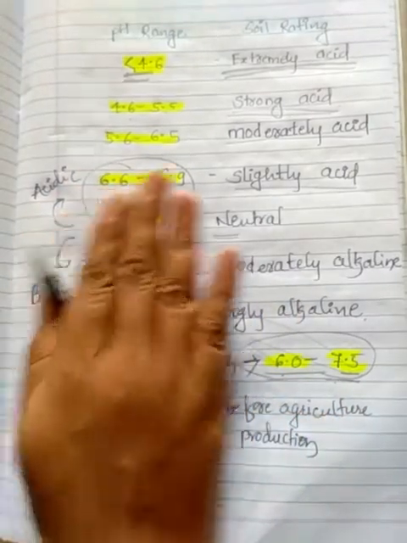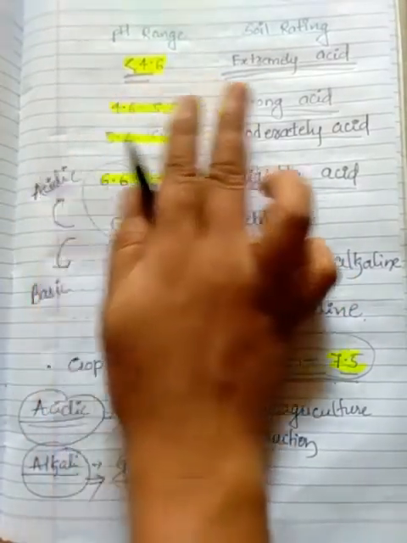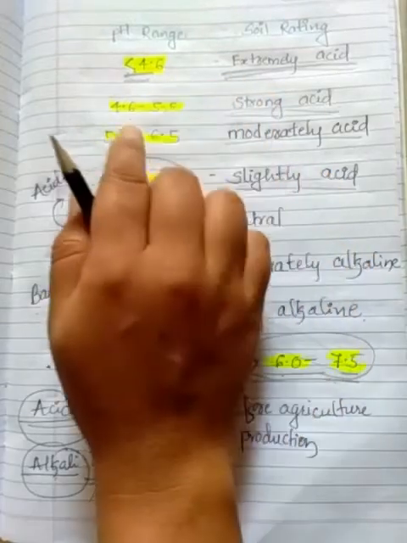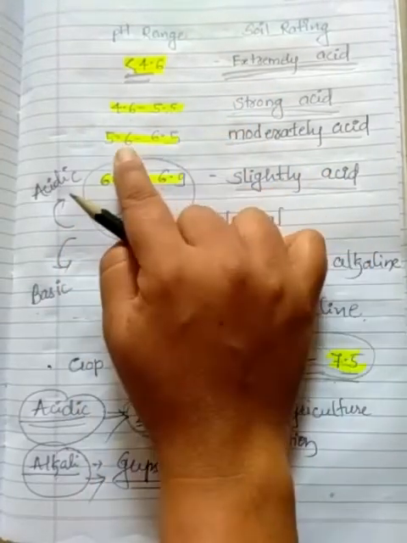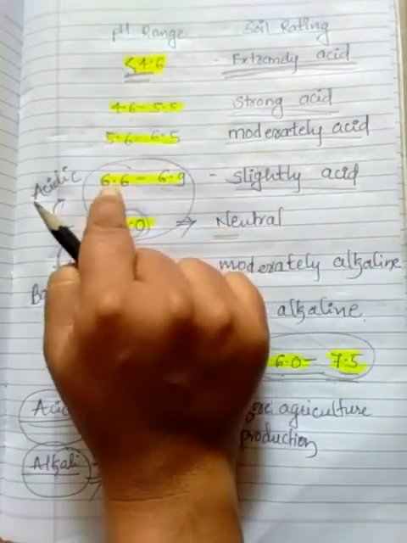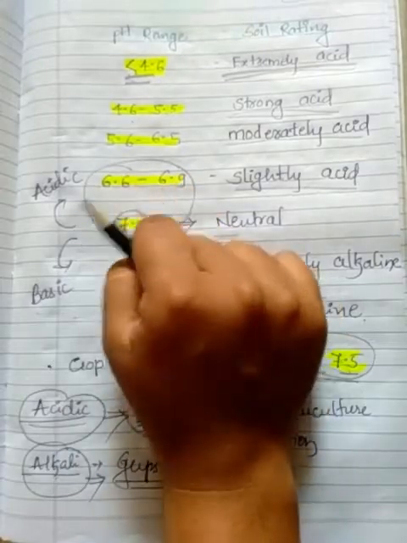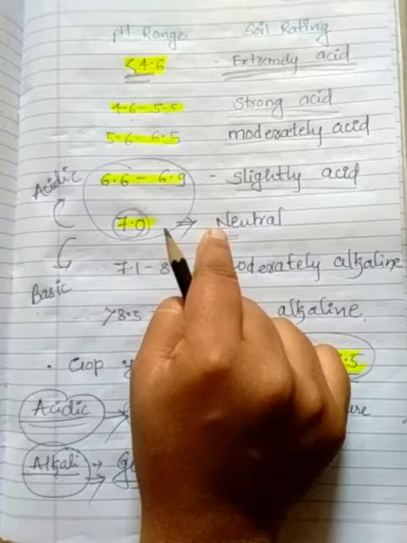This is the pH range. This is about the soil rating. Here, pH range less than 4.6 is extremely acidic in nature. 4.6 to 5.5, strongly acidic in nature. Again, 5.6 to 6.5, moderately acidic, and again 6.6 to 6.9, approximately 7, slightly acidic, and 7 is neutral.